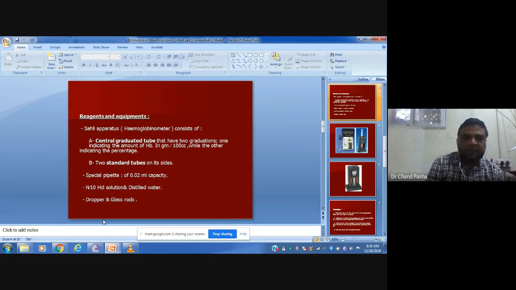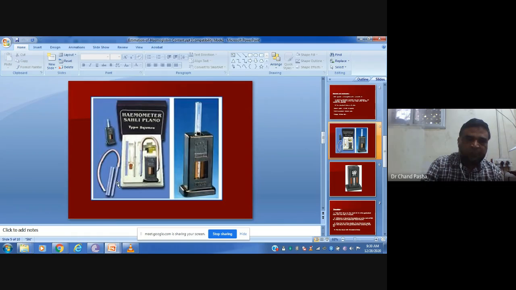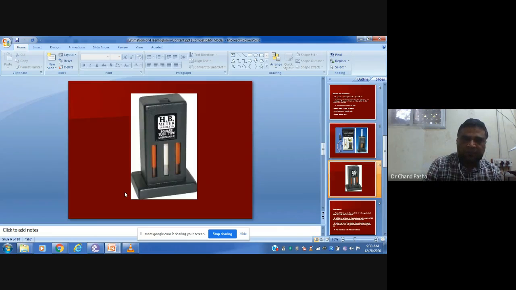And we'll be having N by 10, that is 0.1 normal HCl solution, distilled water, and a special pipette of 20 microliter capacity. Droppers and glass rods are required. I'll show you this. This is the pipette of 20 microliters, and you require a pricker as well as a dropper. All the things are required.